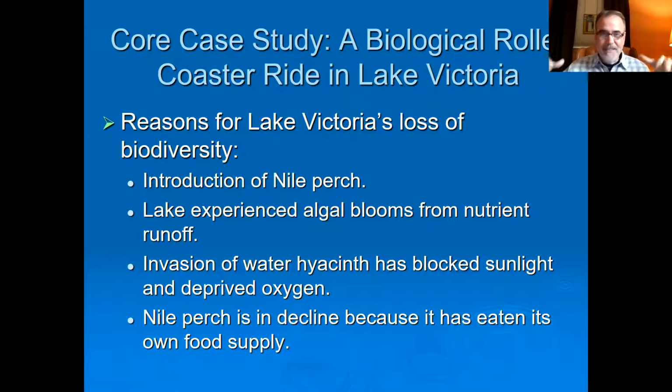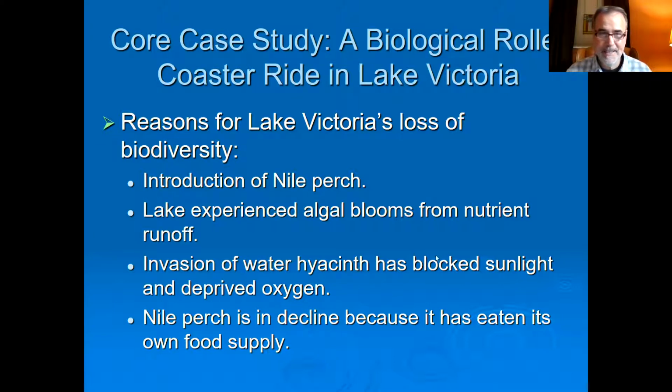And so lots of algae and water hyacinth, which then can grow on the surface, as it says, and can then block sunlight from going further down. Less sunlight, less photosynthesis, less oxygen in the water, right? And now sort of this full circle, ironically, the Nile perch is now in decline because it's eaten so much, right?